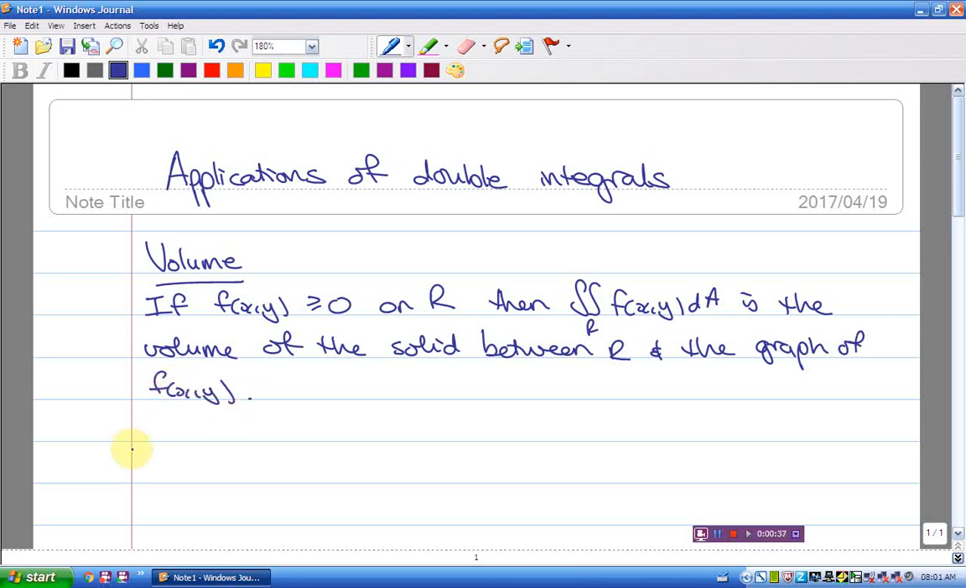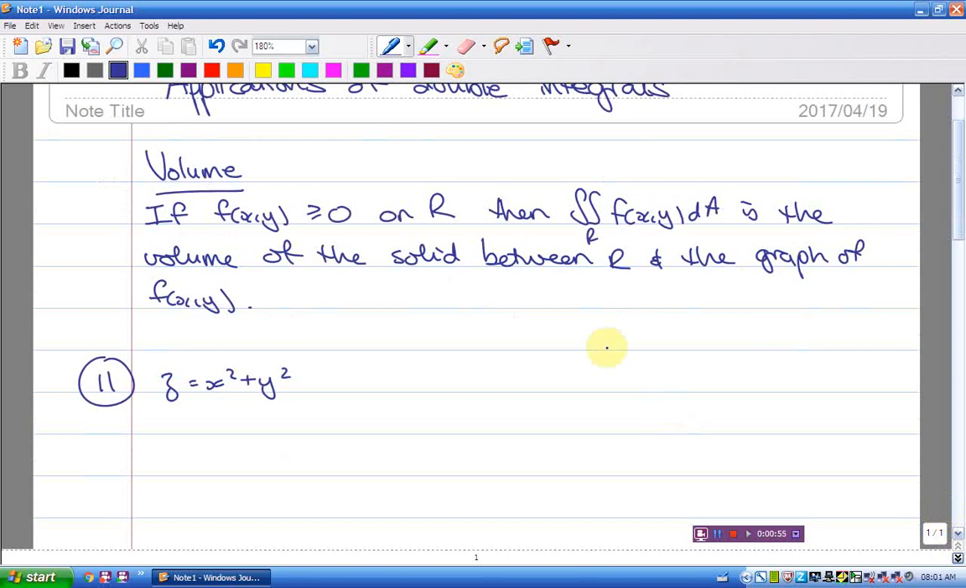Okay, and I'm going to demonstrate with an example, number 11. Find the volume of the solid which lies under the graph of x squared plus y squared, bounded by y equals 2x. That's a straight line like so. And y equals x squared. That's a parabola like so. Okay, so that's y equals 2x, and this is y equals x squared.